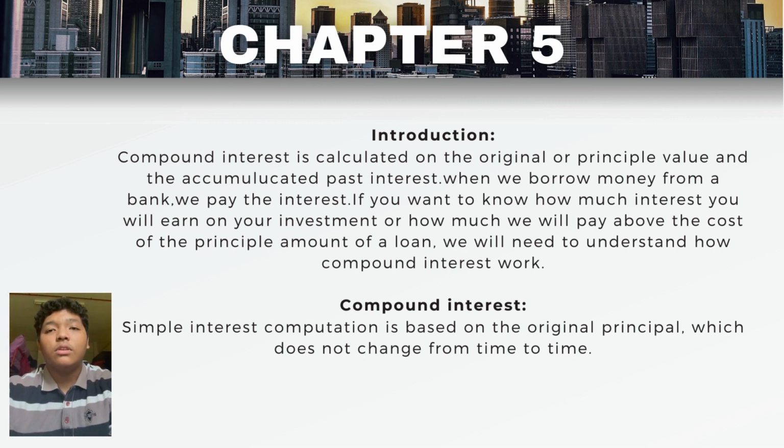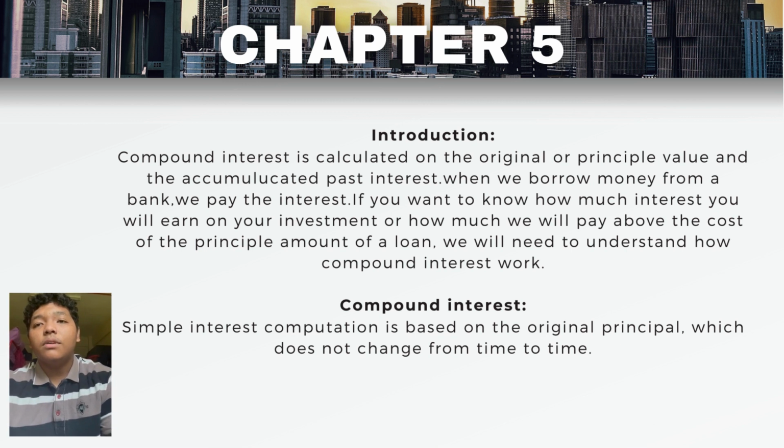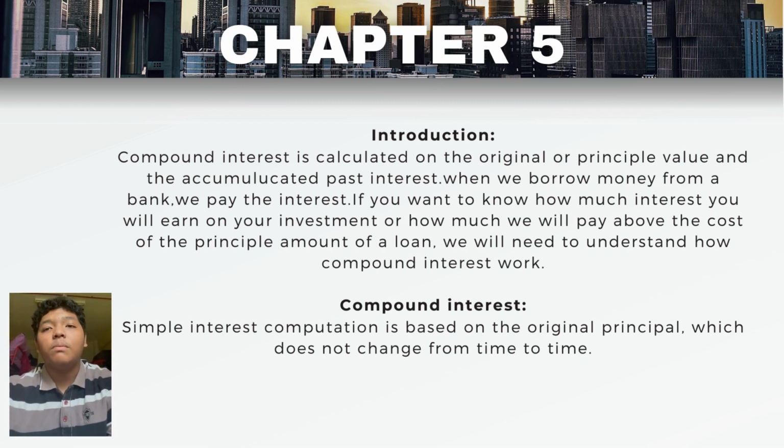First of all, introduction. Compound interest is calculated on the original or principal value and the accumulated past interest. When we borrow money from a bank, we pay interest. If you want to know how much interest you will earn on your investment, or how much we will pay above the cost or the principal amount of a loan, we will need to understand how compound interest works. Simple interest computation is based on the original principal, which does not change from time to time.